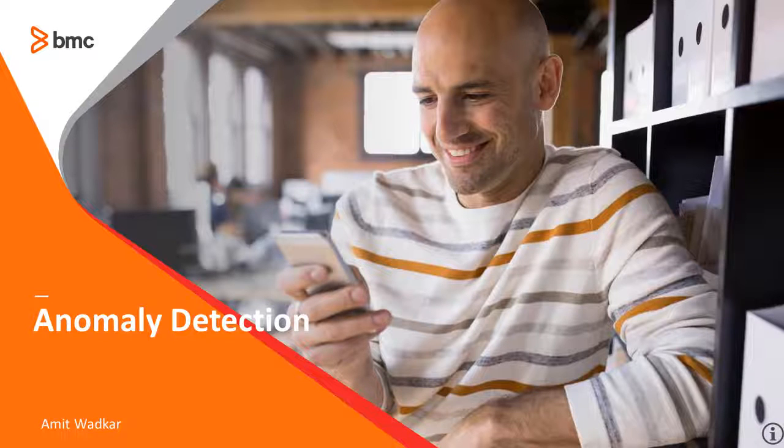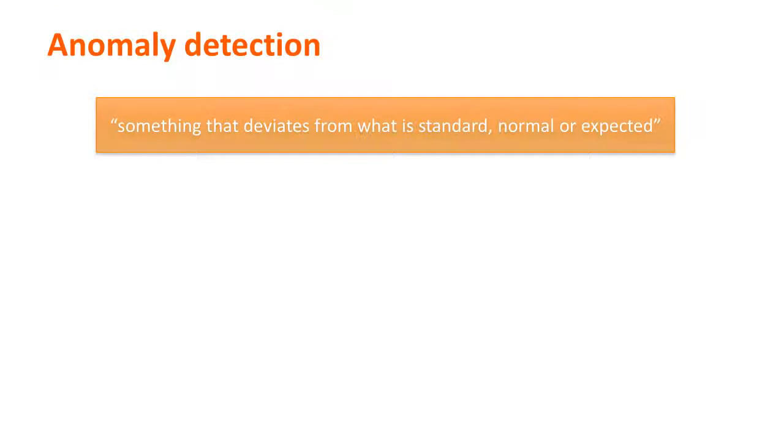In the ITDA 2.7 Nephrite release, we have added a feature called Anomaly Detection, and today we'll be learning more about this feature and some concepts around it. The word anomaly means something that does not follow the normal or expected trend.